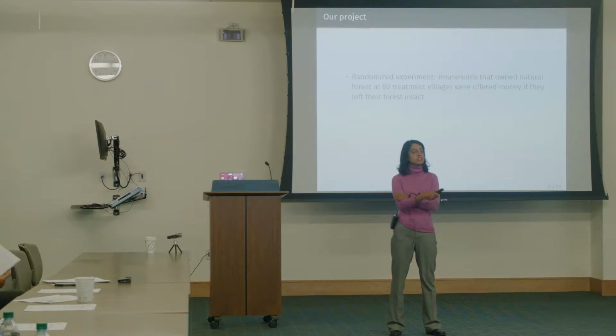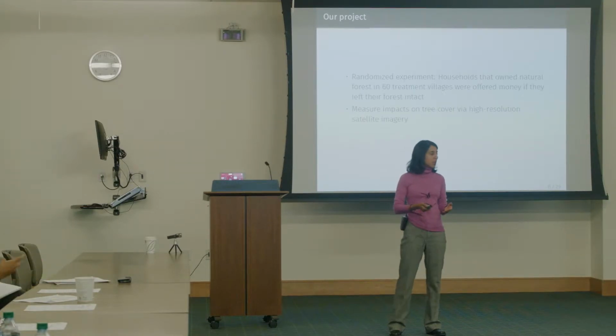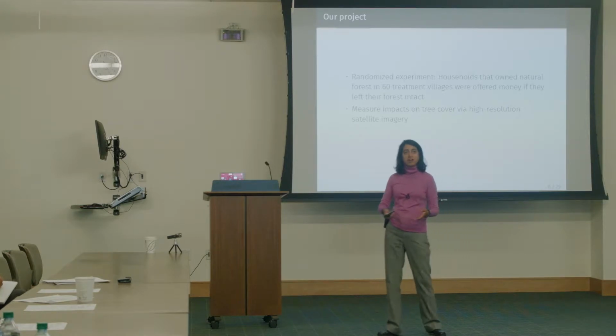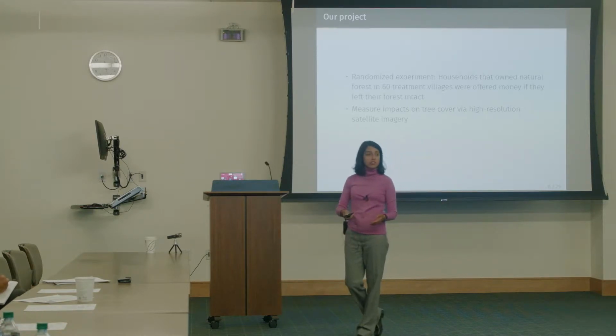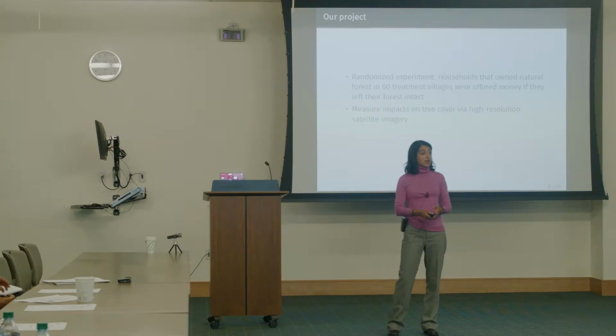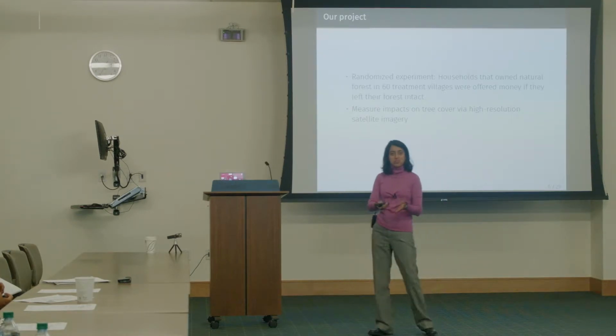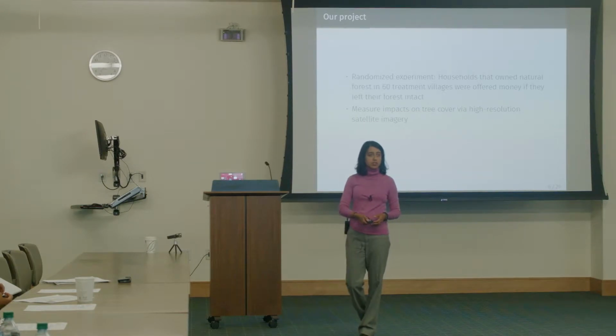So we did an RCT in 60 villages where households that owned natural forests were paid a flow amount if they left their forest intact, and then the main outcome we're going to look at is tree cover. How many extra hectares of trees are generated by this program, which we're going to measure using satellite imagery. One of my co-authors is Eric Lambin, who's a quite well-known remote sensing expert at Stanford, and so his team led the measurement of the forest cover.